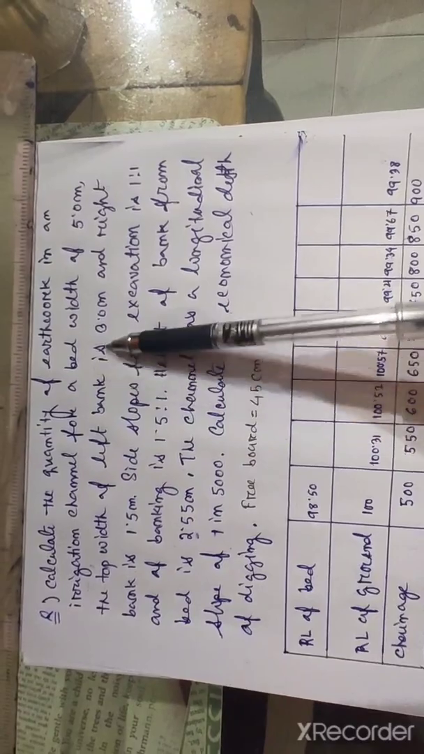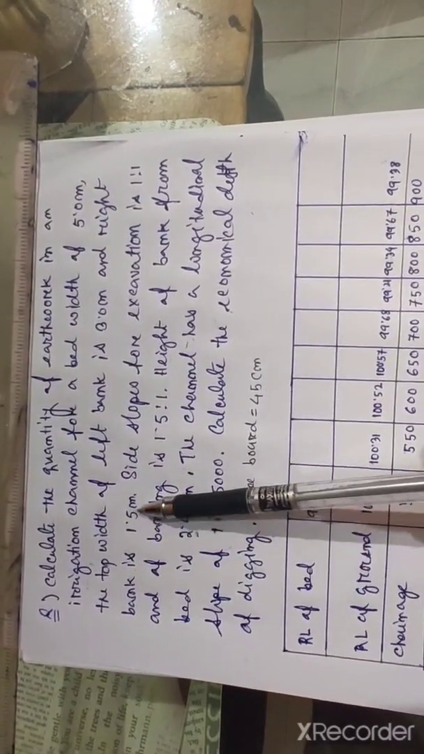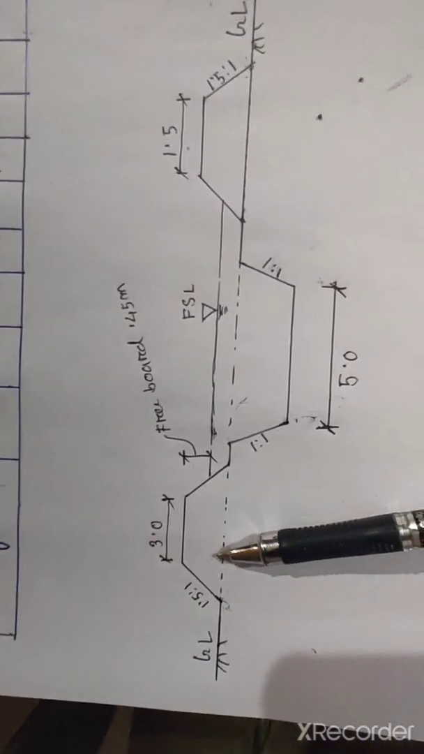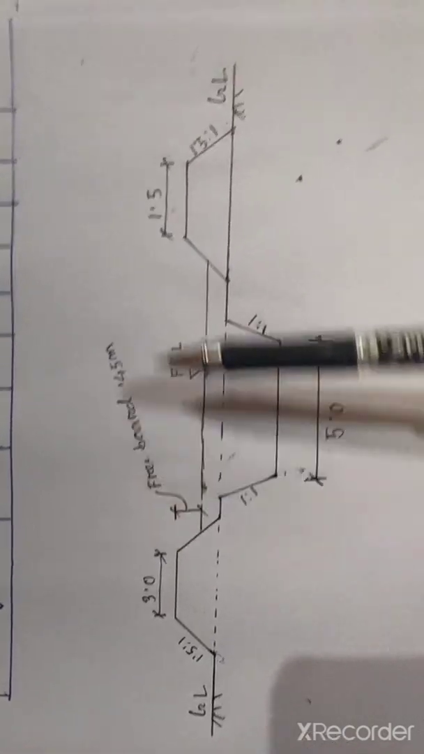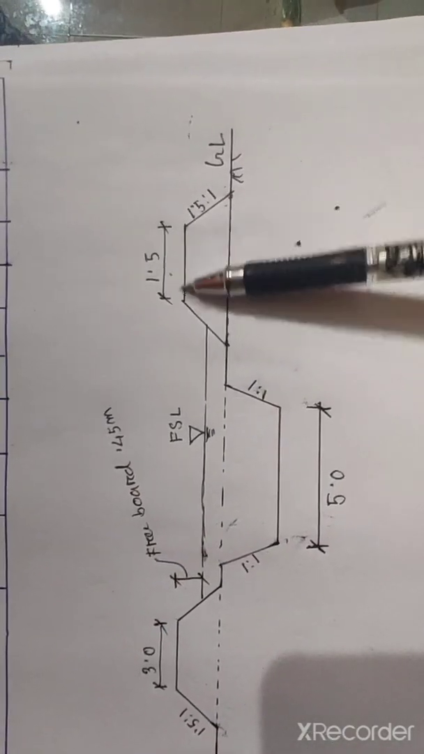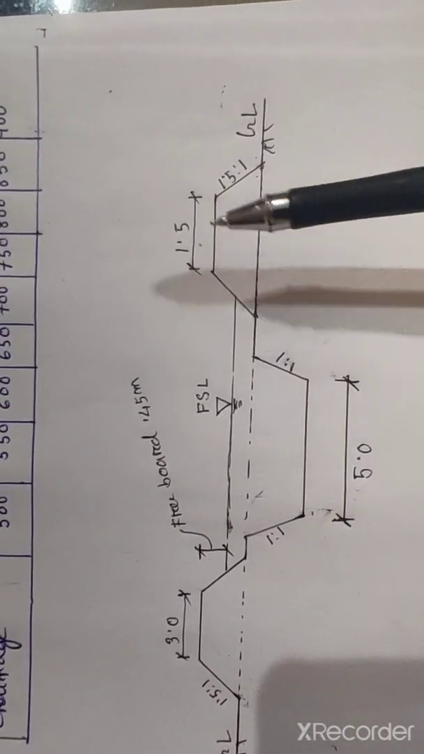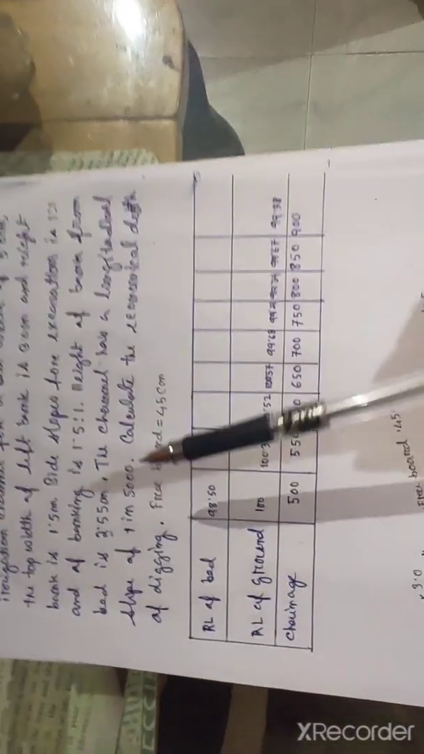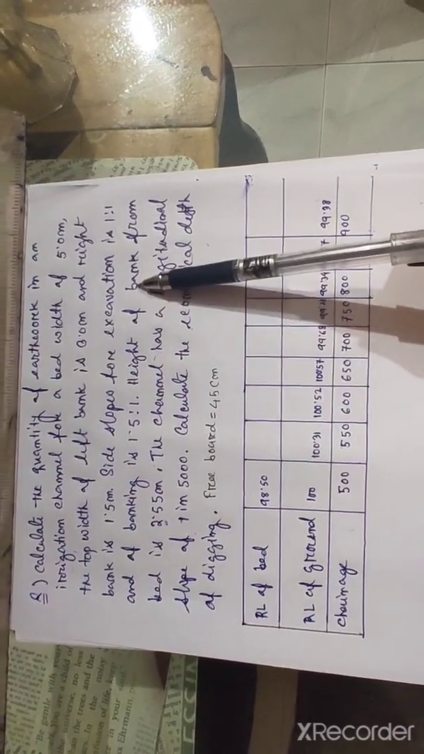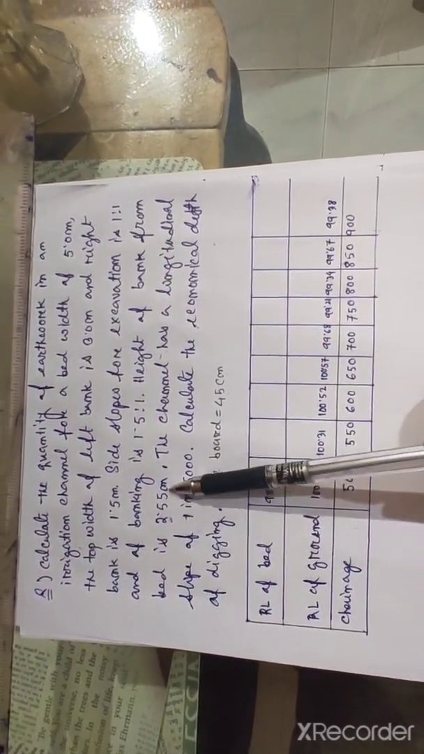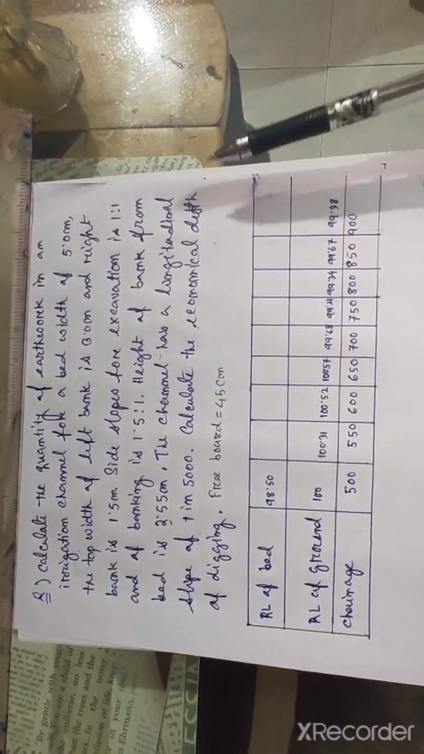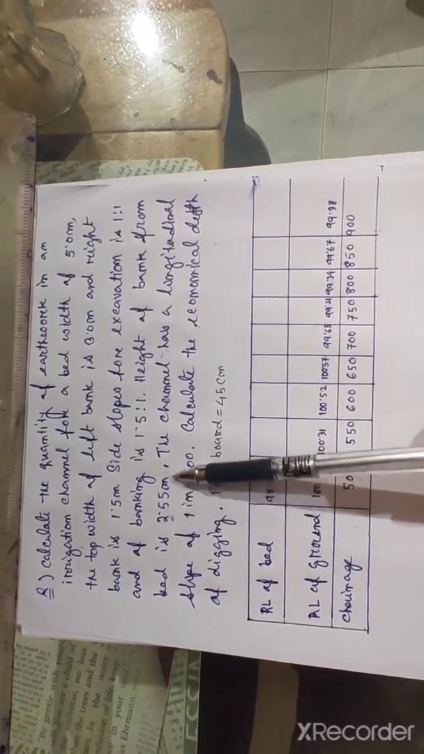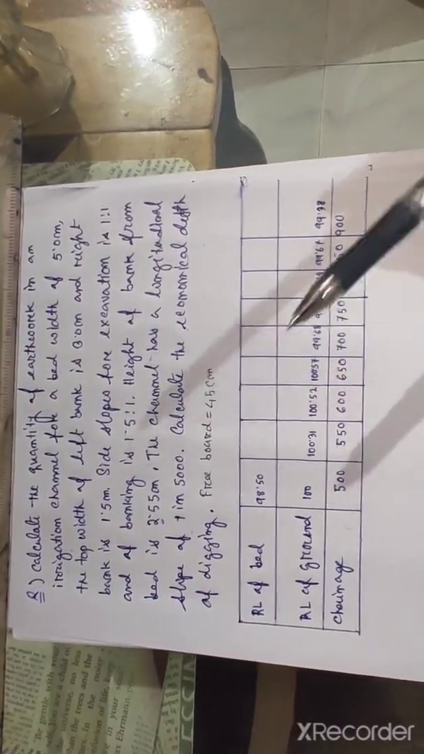The top width of the left bank is 3 meter and the right bank is 1.5 meter. This is the left bank. The top width is 3 meter. This is the right bank. The top width is 1.5 meter. The height of the bank from the bed is 2.55 meter.